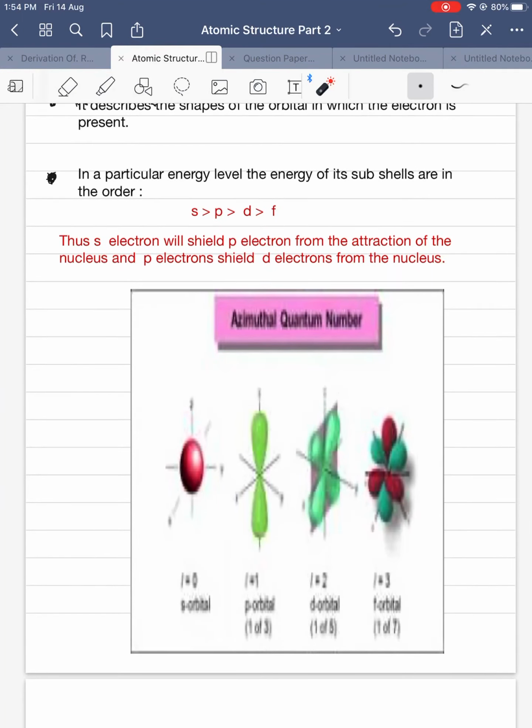These are the boundary surfaces of azimuthal quantum numbers that describe the p subshell, s, p, d and f orbitals.